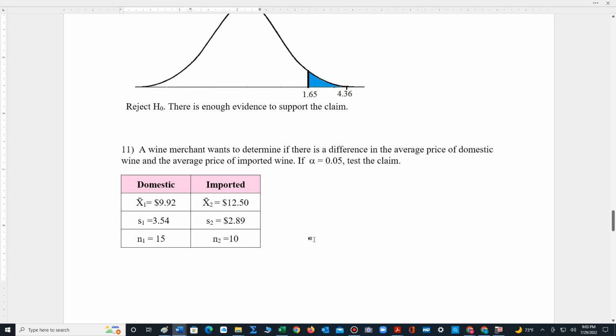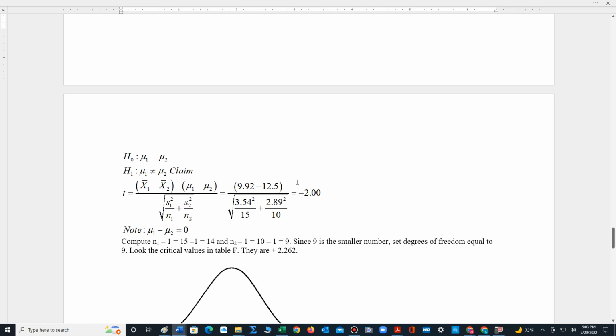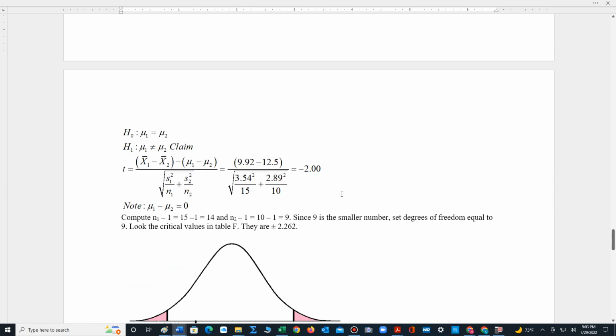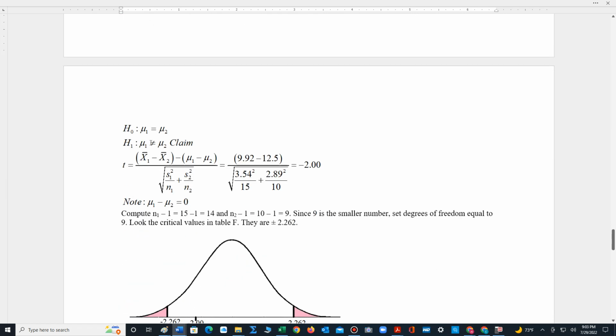Number 11, once again, we're testing the difference between two means, but now we're given sample standard deviations, so we're using a t-test. The claim is that there's a difference in the prices of domestic and imported wine. So that means that mu1 is not equal to mu2. That's our claim. That's H sub 1. H0 is that the two means are equal.